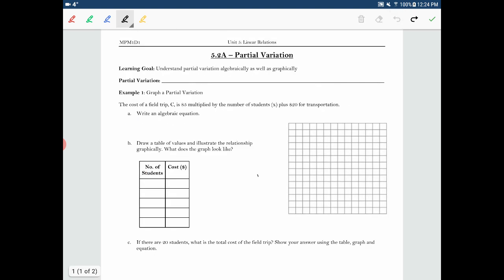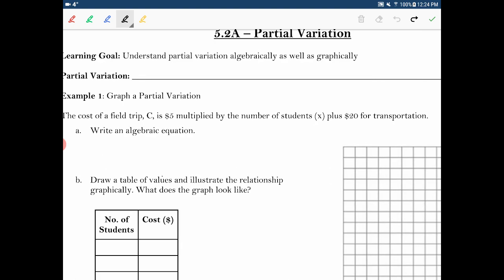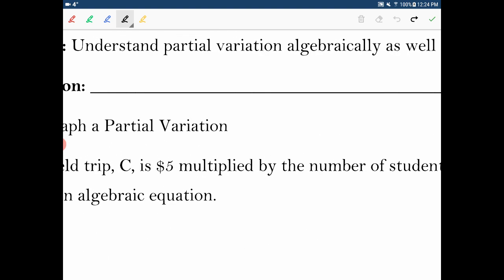Partial variation. So what is partial variation? This is a linear relationship where one variable is a constant multiple of the other variable. However, unlike direct variation, we then add a constant. So let me zoom in so my writing is somewhat legible.